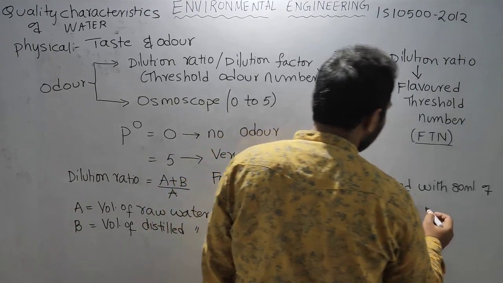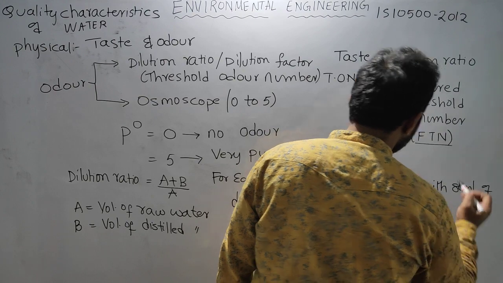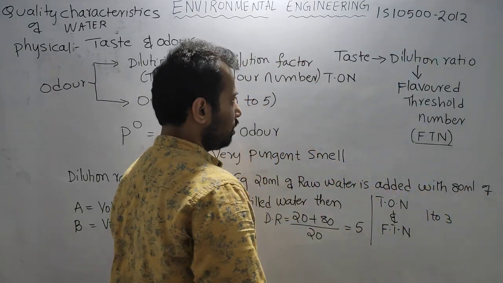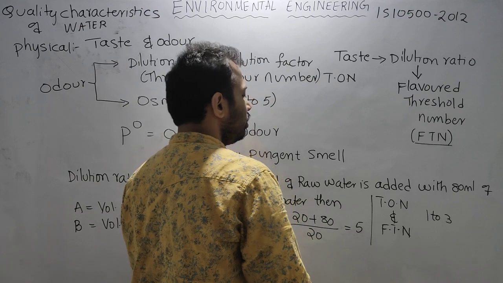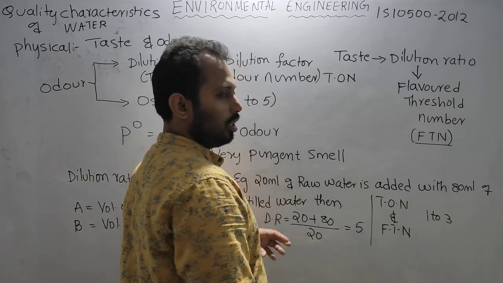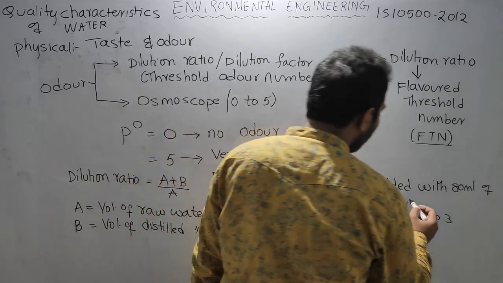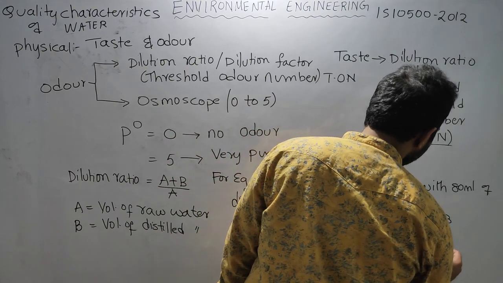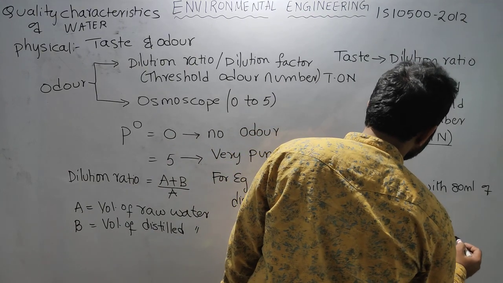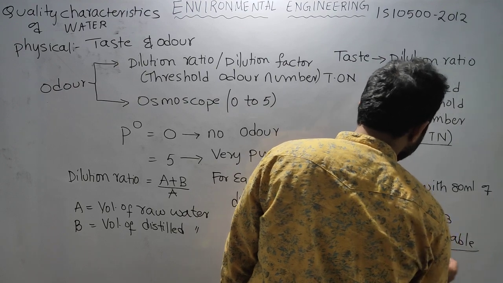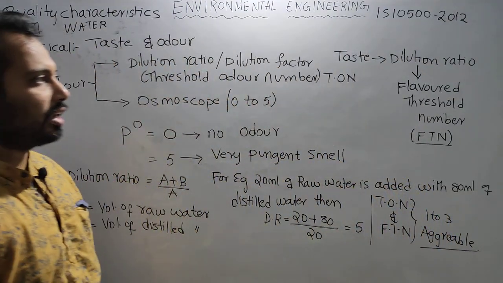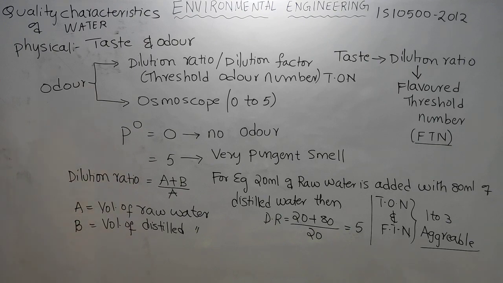Both should be in between 1, 2, 3 as per the previous code. But the latest code hasn't given any limit. They have told only agreeable. As per the latest code, agreeable means if you accept it, it is okay. If you cannot accept it, it is not okay. So agreeable is the only limit. Okay, so this is about odor.